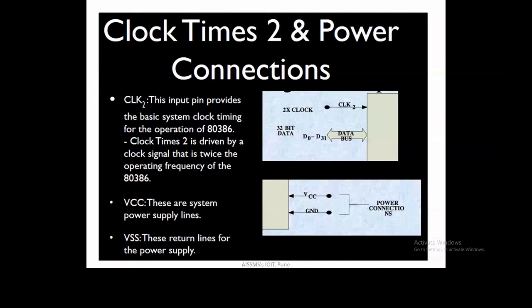Then there are the clock and the power connections. The clock pin is an input pin, which provides the clock timing for the 80386 operation. Then the VCC pin is a power supply line, and VSS is a ground pin. These are the return lines from the power supply, which are used for the power connections.